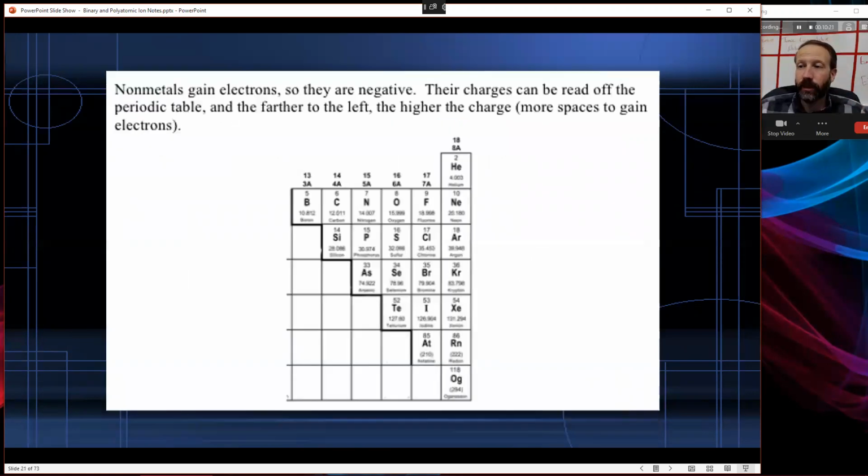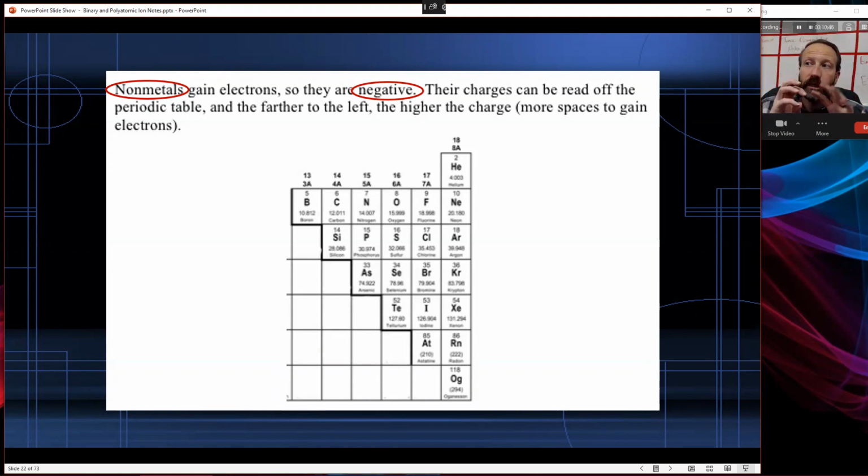It would be. Okay, now we're talking about the non-metals, and I want you to annotate this. The non-metals are going to be negative. I bring this up because students will go online and look at something and say, Mr. Bellin, chlorine has positive charges too. Yes, it does.